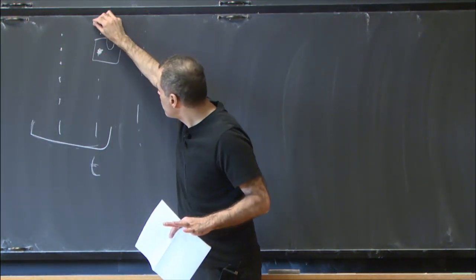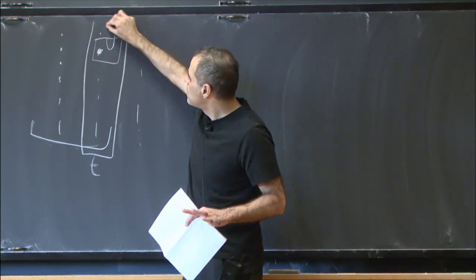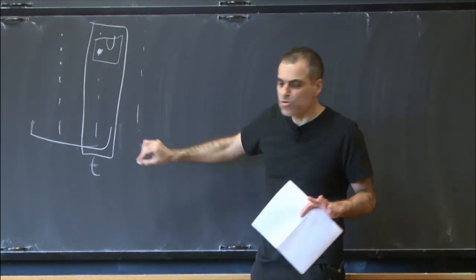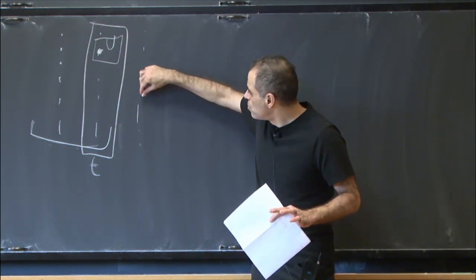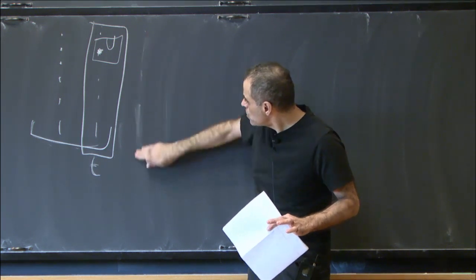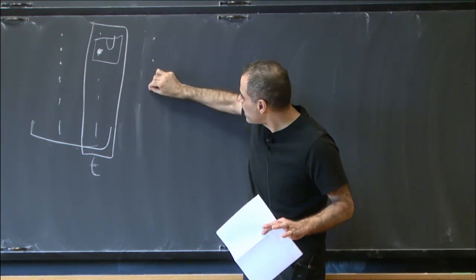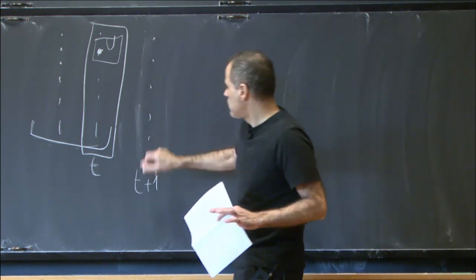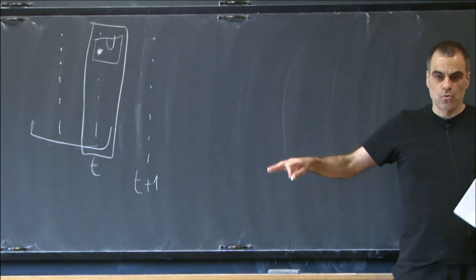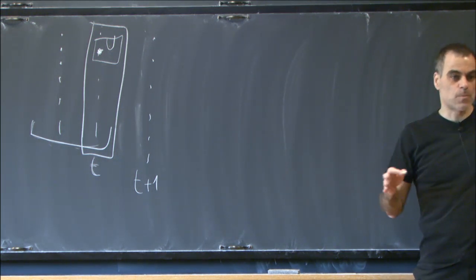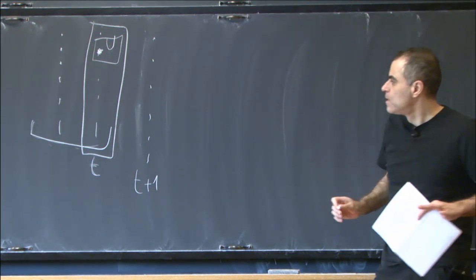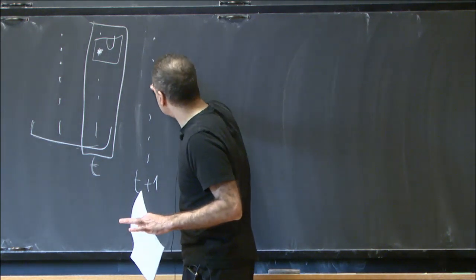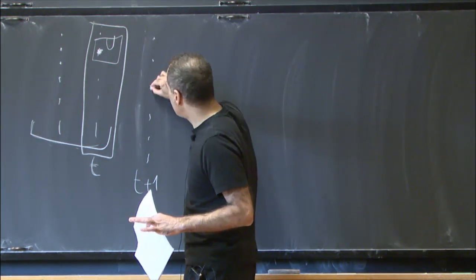So for every vertex here in layer T, now we want to continue the induction, to get an accurate branching program also for layer T plus 1. So let's take one vertex V in layer T plus 1.